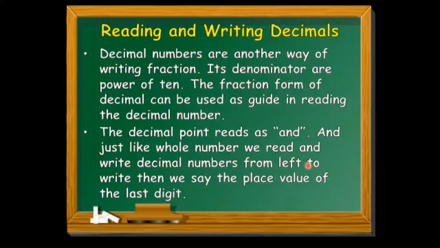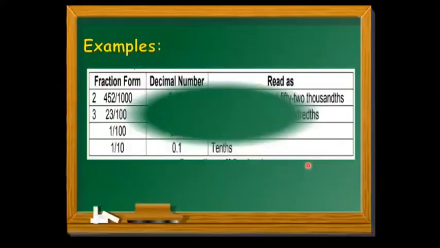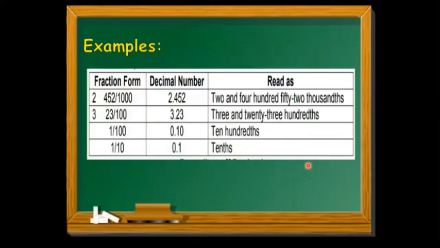So let's have an activity, okay? Let's have an example, okay? This one. So we have 3 columns. We have the fraction form, we have the decimal number, and we have the read as, okay? So the fraction form, we have 2 and 452 over 1,000. So the decimal number will be 2 and 452 thousandths. So, babasahin natin siya, 2 and 452 thousandths.